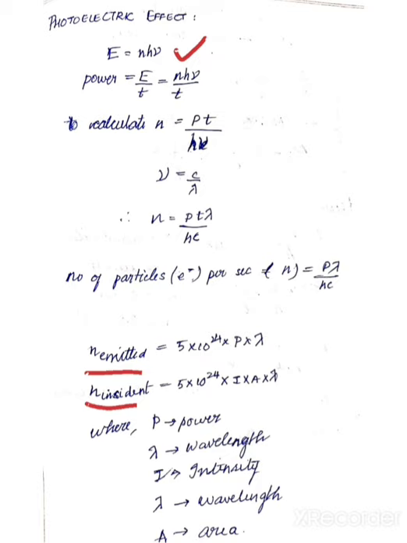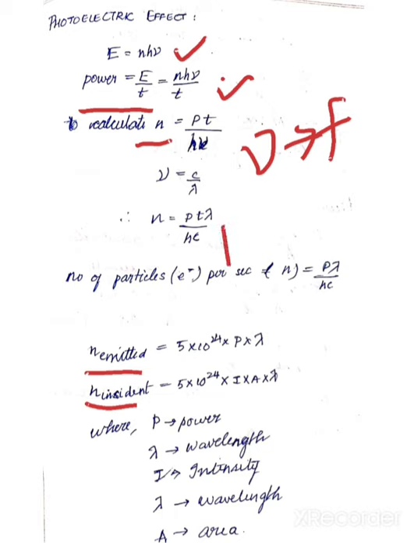We also know that power is nothing but energy per unit time, right? So substituting the value of E in the equation of power, we get power is equal to h nu by t. Here nu refers to frequency, okay? Now to find the value of n, I am rearranging the terms: P is equal to N h nu by t, correct?